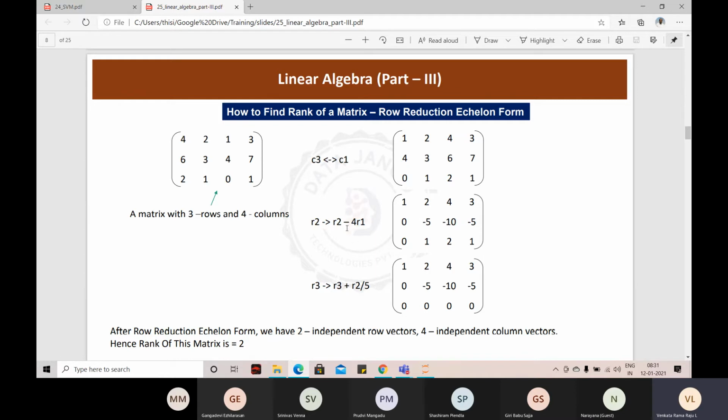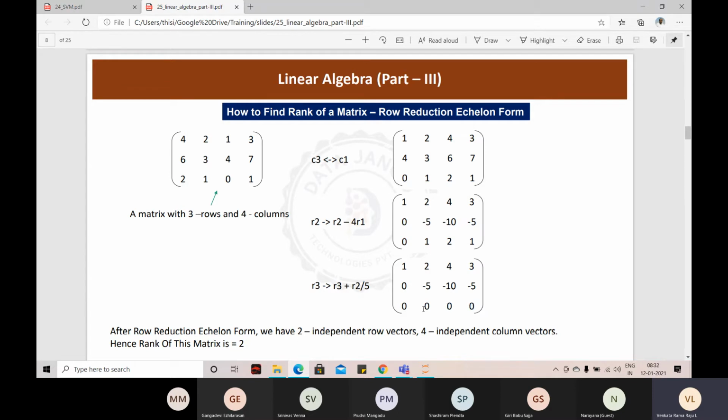Now the next operation. I took R2, this vector, and divided it by 5. Then I multiplied this vector by 1 by 5, added it to the 4th row, and replaced the 3rd row with that. So it's a linear combination again. I got zeros there.